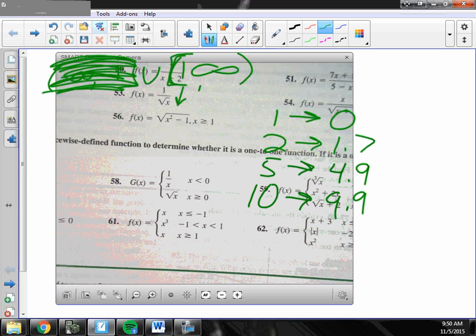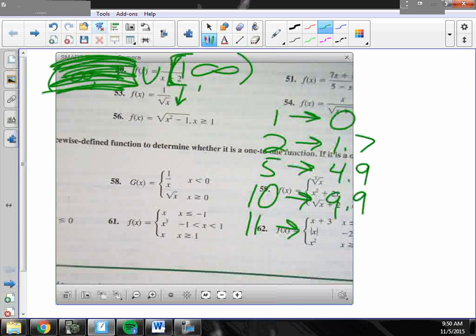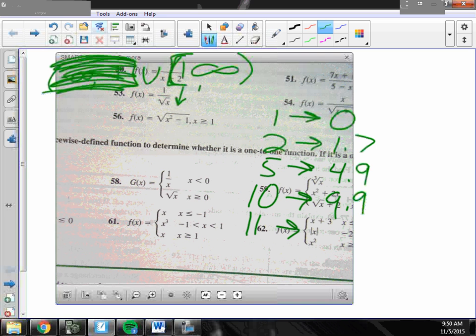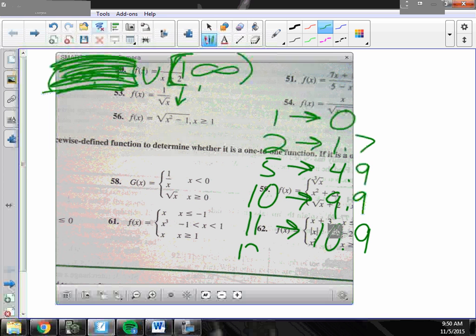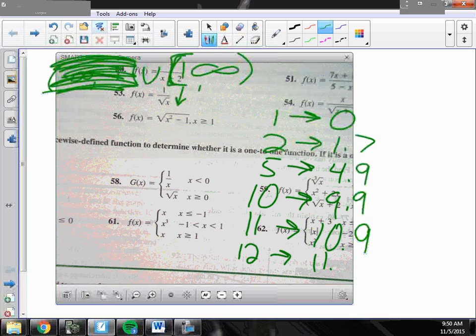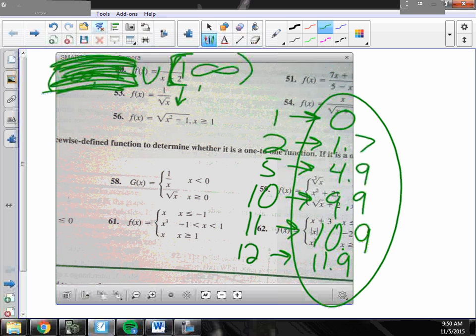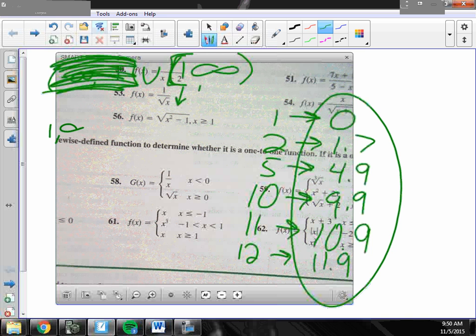When you plug in 11, what are you going to get? You're going to get the square root of 1 less than 11 squared, 10.9. If you plug in 12, what are you going to get? 11.9. So the range would be from 0 to infinity. So the domain of the original is 1 to infinity, and the range of the original is 0 to infinity.